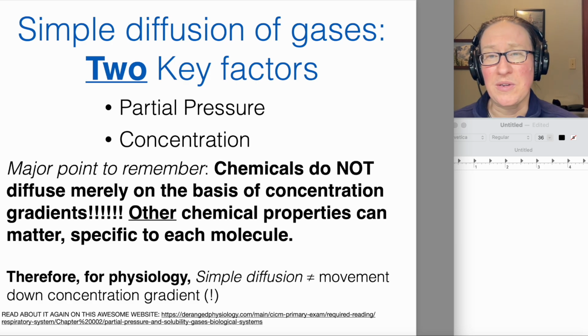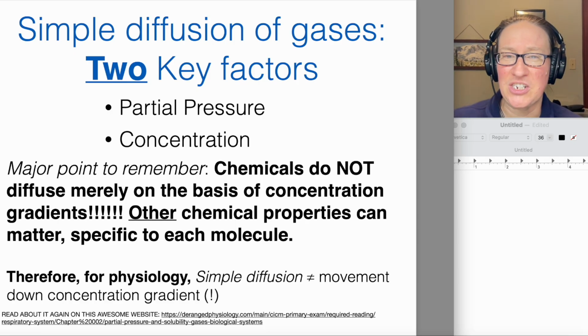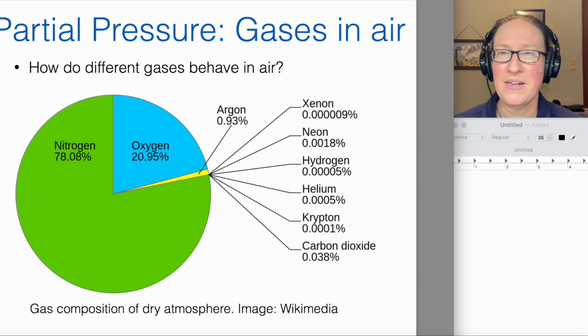As we're doing this, it's really important to realize that chemicals do not diffuse simply on the basis of concentration gradients. There are other chemical properties that matter that are specific to each molecule. So for this class, for physiology, we need to think simple diffusion does not refer to movement down a concentration gradient. Instead, it will refer to movement based on other factors.